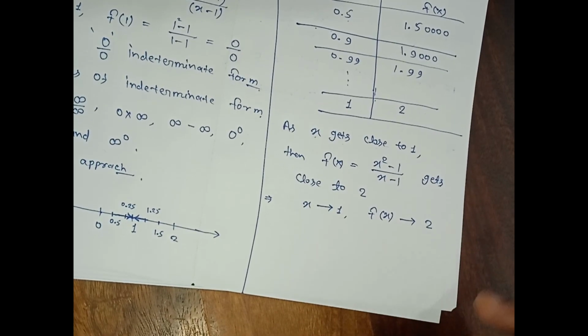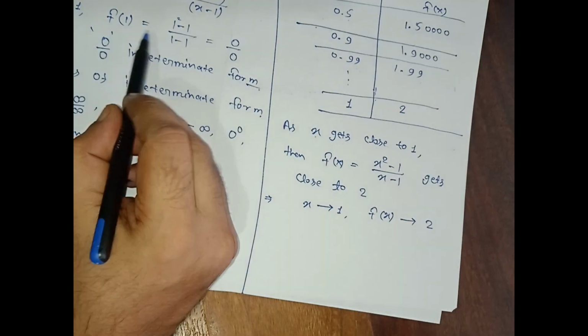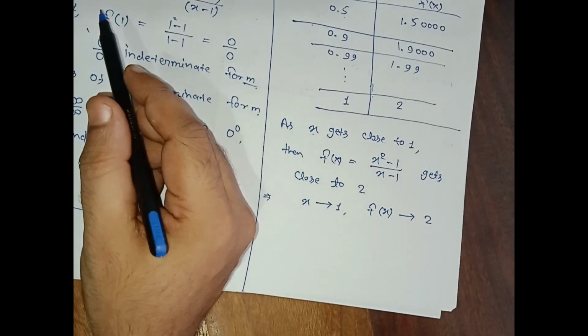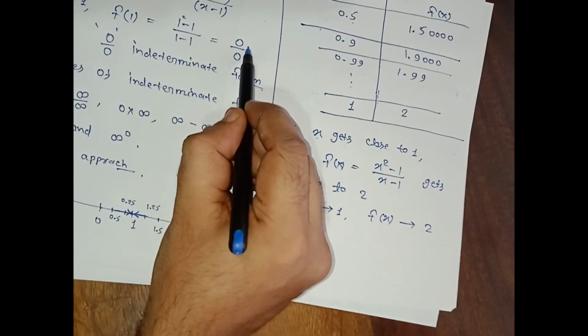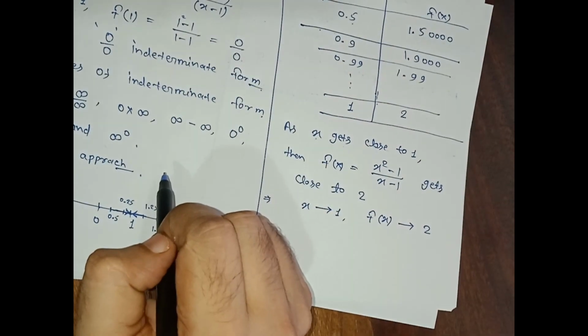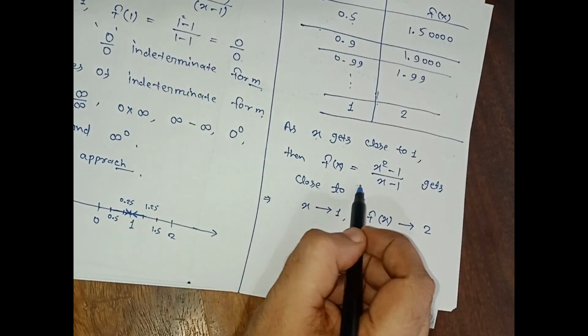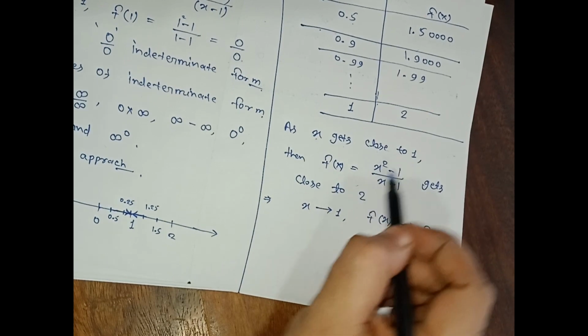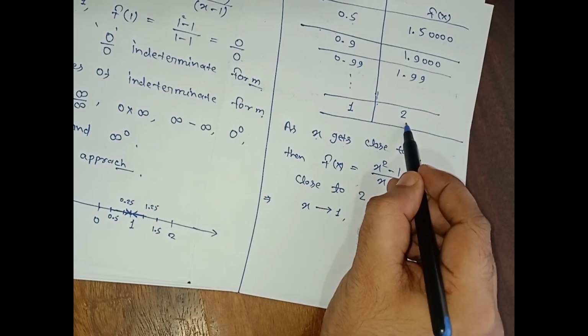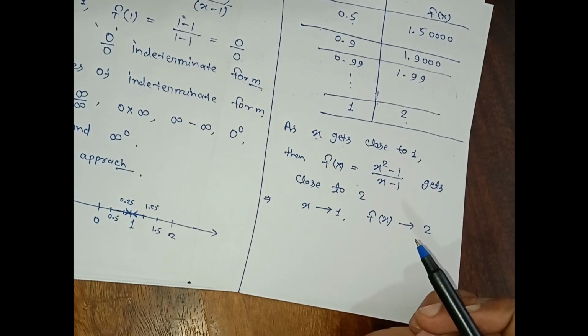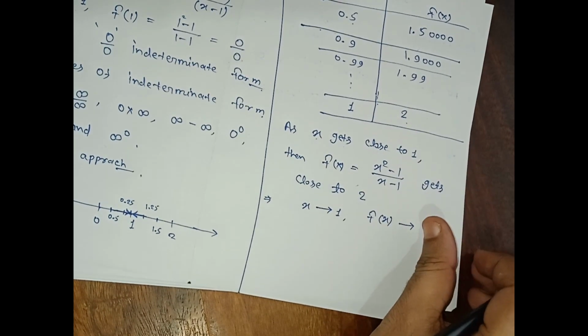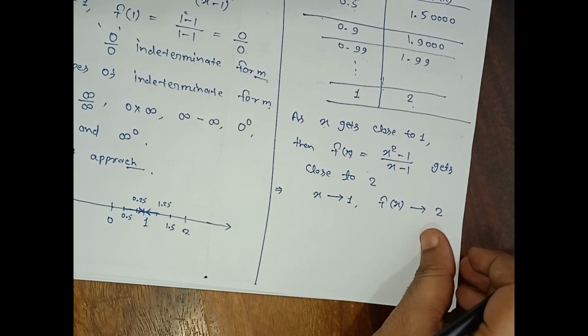Okay, so now we are faced with an interesting situation here. When we substitute x equal to 1, we don't know the answer because we are getting 0 by 0. This is an indeterminate form. When you get closer and closer to 1, the value of the function is getting closer and closer to 2. We want to give the answer 2 but cannot.